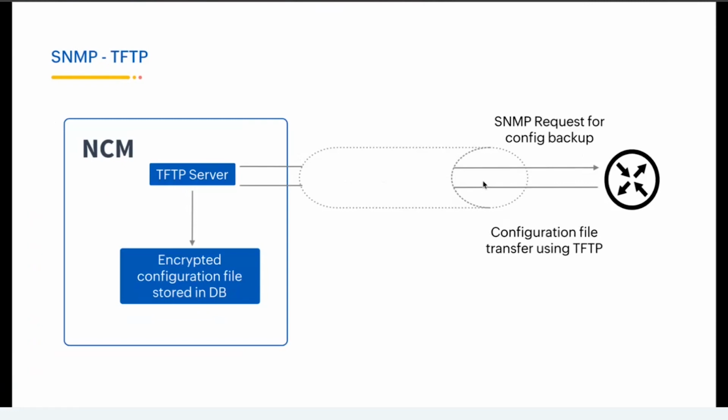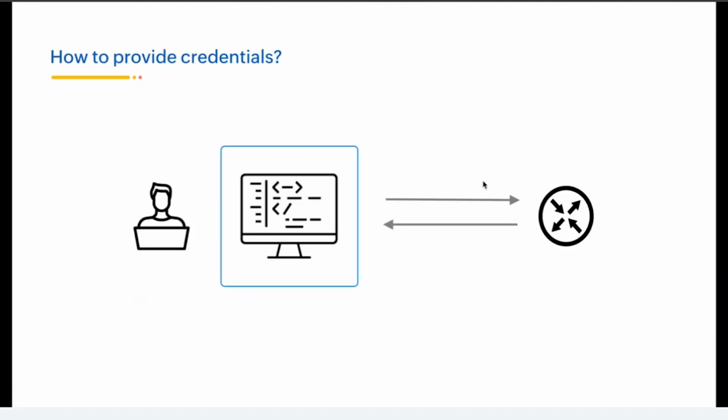This is SNMP TFTP. Here, the difference is that the TFTP server will send an SNMP request for configuration backup, and the configuration file transfer will happen using TFTP. It will go to the TFTP server, and then it will be encrypted and stored in the database of Network Configuration Manager.